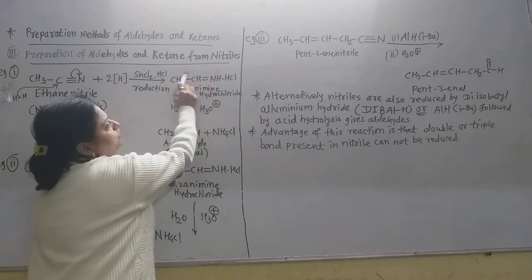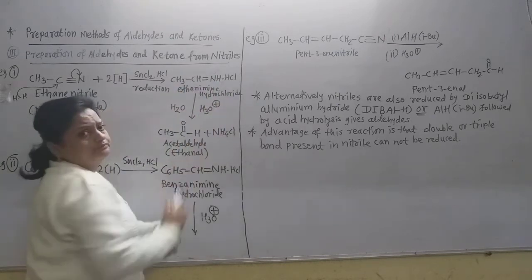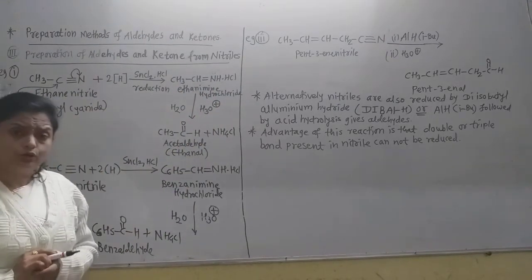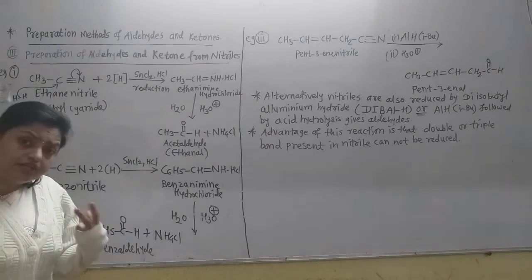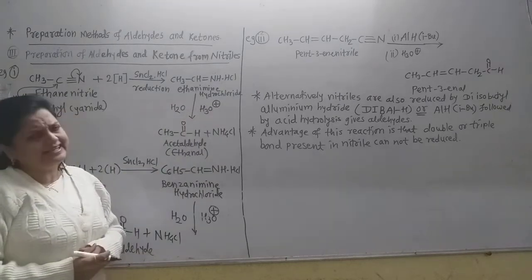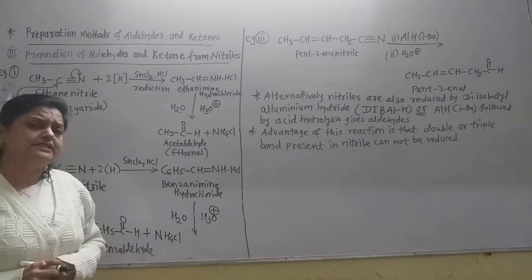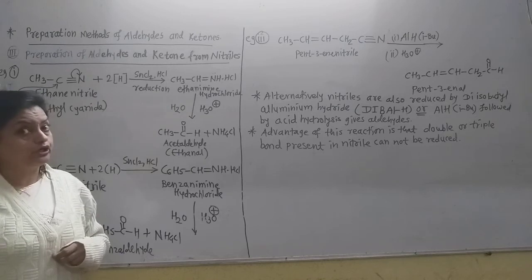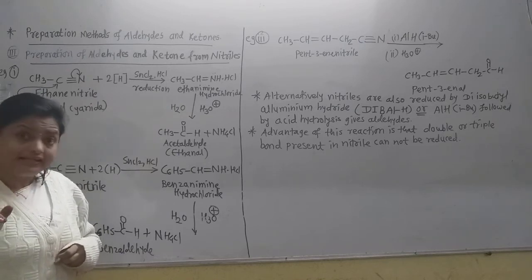Now this is the imine group, and this is hydrochloride. Ethaneamine hydrochloride. Now in the second step there is the acid hydrolysis. We know that H3O+ means acid hydrolysis. And what is acid hydrolysis? Only addition of a water molecule. But here the water molecule adds in this way.